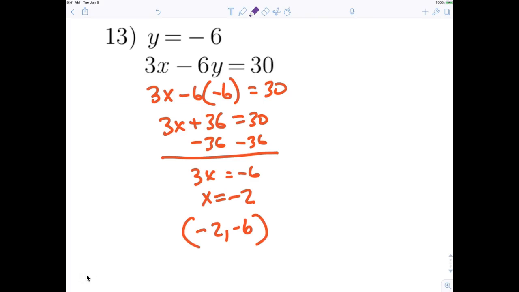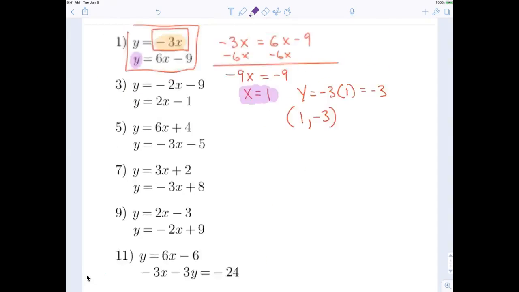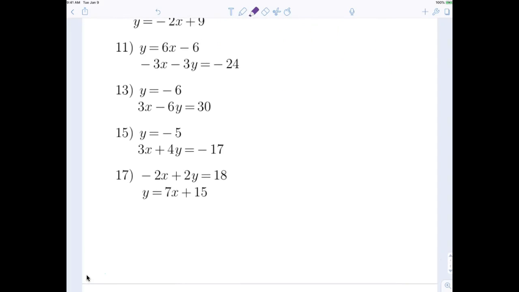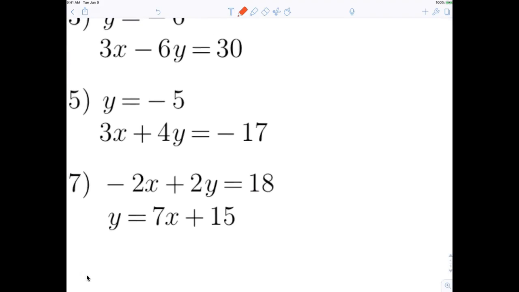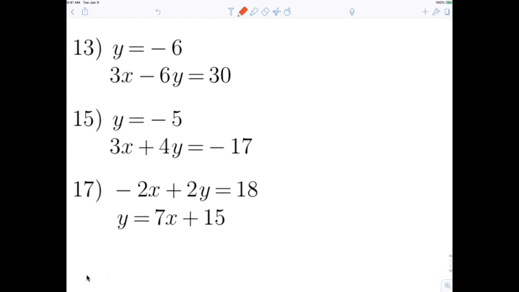All right, let's see if we can do the next one now. Come on, 15. I'm going to grab 15. 15 is kind of nice too because it tells us that what? Yeah, it gives us the y value. So I'm going to have to move this one just for time. So if the y is negative 5, 3x plus 4 times negative 5 equals negative 17. Will, does that make sense what I did there? I just put negative 5 in for y. Colin, are you still good?